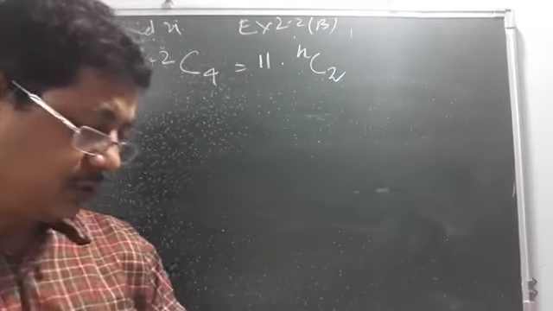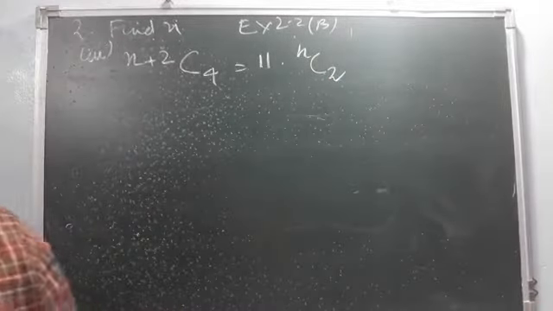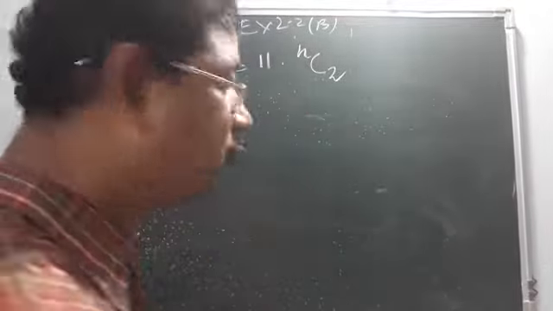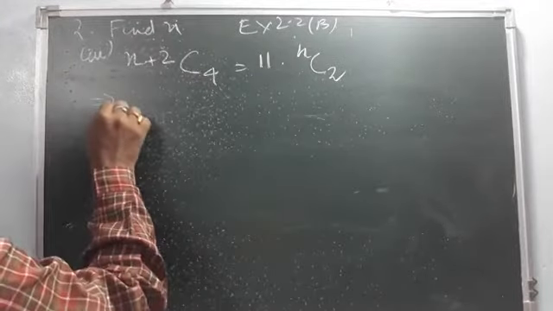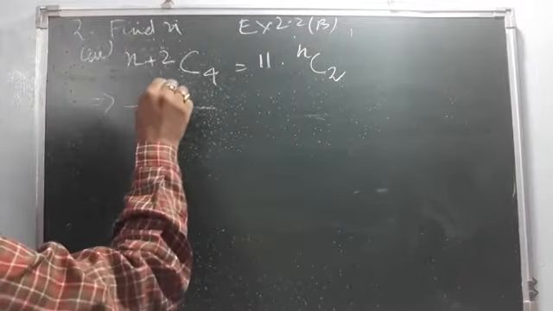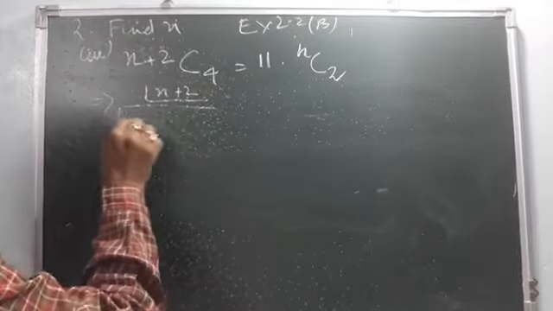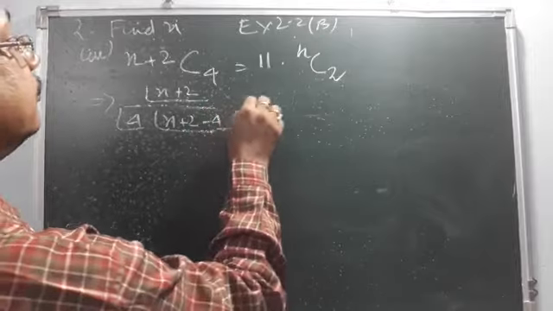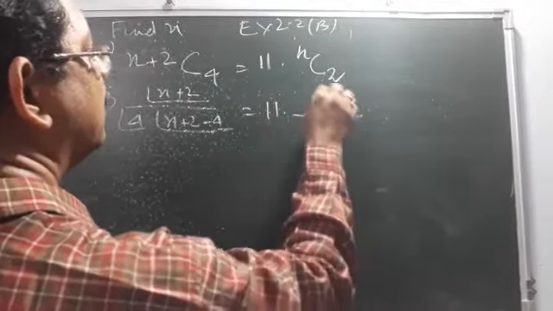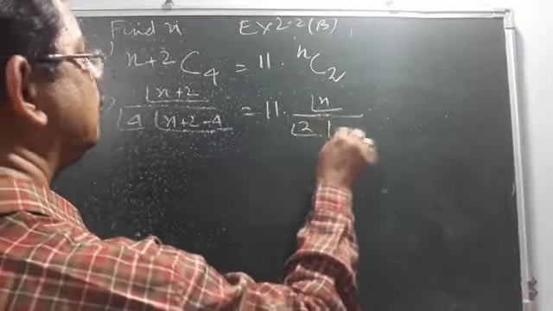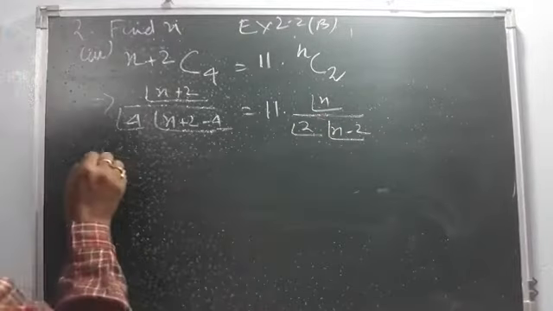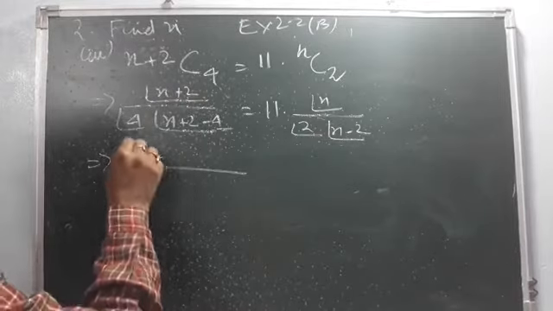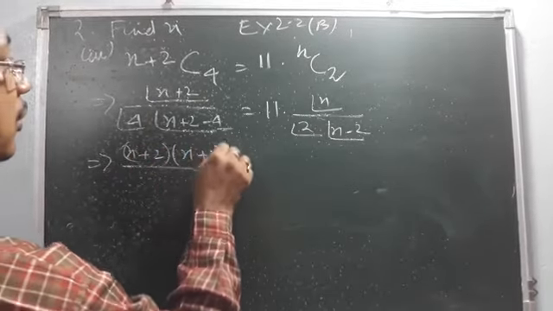Okay, now this one is the thing, and we have to calculate the value of n plus 2 C4 and 11 into n C2. How to do? Same thing, we'll do in factorial form. N plus 2 minus 4 factorial n, factorial 2 factorial n minus 2. Now we can write this one as n plus 2, n plus 1, then factorial n.